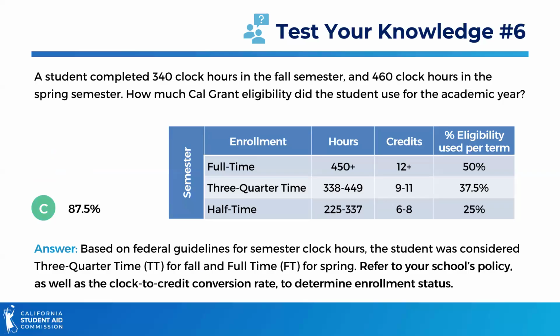This is a tricky one, though, especially if you're not a semester school. These percentages are going to be different. If you're a quarter school, you may be used to those figures as well. And so based on federal guidelines for semester clock hours, this student would be considered three-quarter time for fall and full-time for spring. Make sure you're referring to your own school's policy.